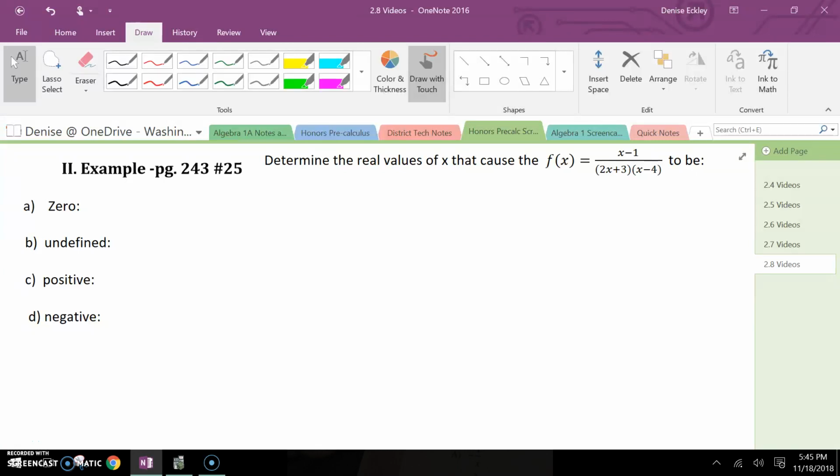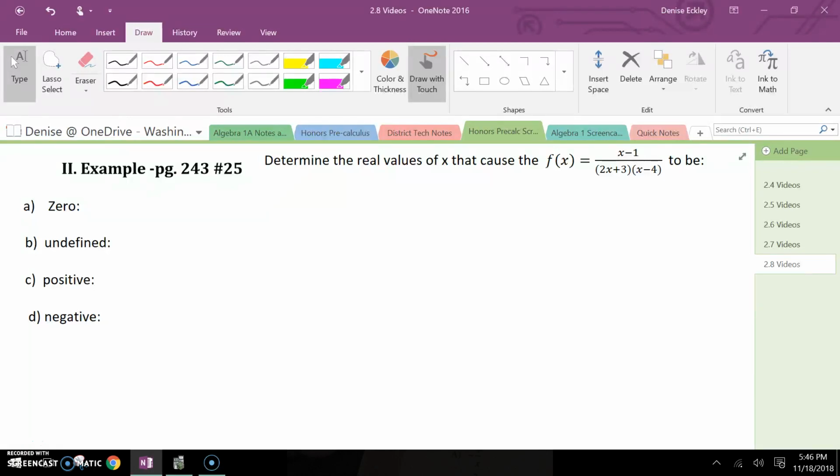Number 25 on page 243 is the first example that we have that involves an inequality with a rational expression. It asks us to look at the function f of x equal to x minus 1 over 2x plus 3 times x minus 4, and we're going to look at the different sections of the graph, and specifically where the zeros are, where the sections that are undefined, what positive sections there are on the graph, and negative sections.